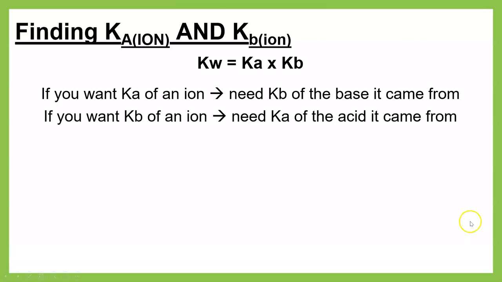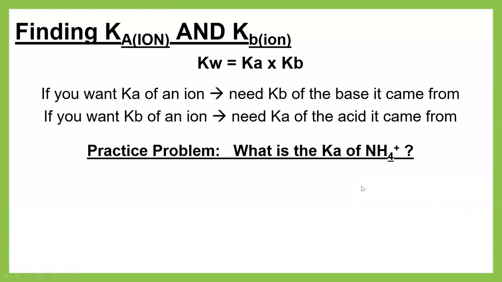So, for example, I want to know what the Ka is for an ammonium ion. But I have no idea what that number is. I'm not going to look it up. I don't have access to that chart. It's not in the practice problem. Instead, they tell me this.